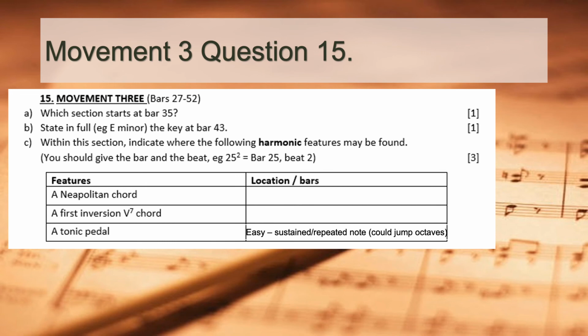Easy, sustained or repeated note. Now, the one point to make is that it obviously could jump octaves. So a tonic pedal could be sustained, as in a long held note with a long duration. It could be a repeated note, so for example, a repeated crotchet, repeated quavers on the same note. But you could jump octaves, and so sometimes, especially if you're not that familiar with score reading, because you're not seeing the blob stay in the same place on the stave, and there's movement, you can miss it. So let's have a look. It might not be that difficult.